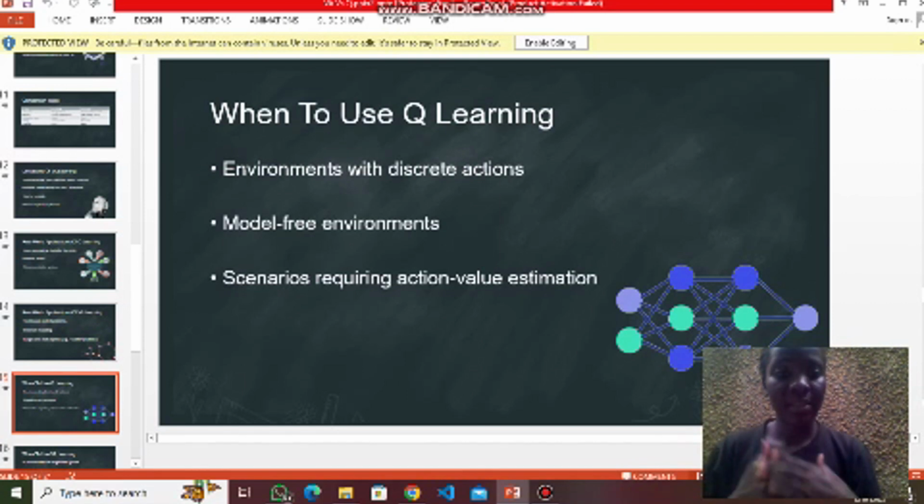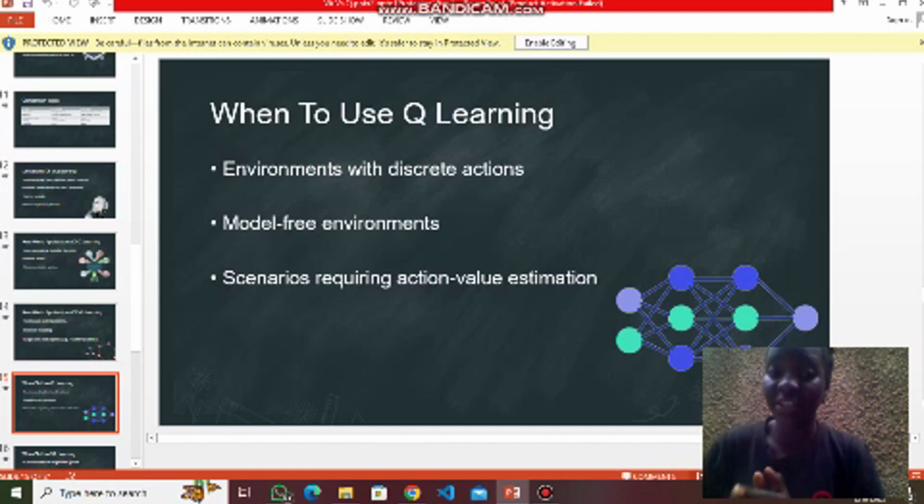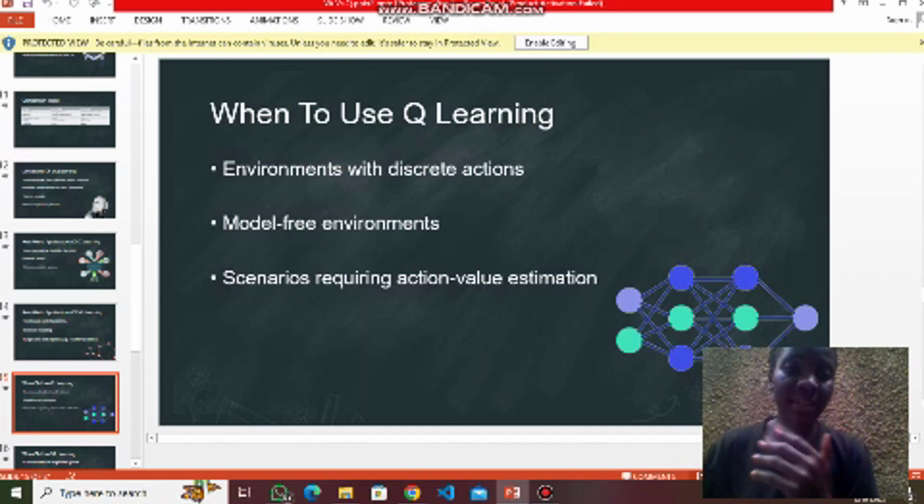When to use Q-learning? Q-learning is basically used in environments with discrete actions. Why environments with discrete actions? Remember, discrete, in simple terms, means the number of states is small or manageable. Q-learning can work on such concepts, so you can go ahead and use Q-learning for small and manageable states. It can be used in environments with discrete actions, in model-free environments.